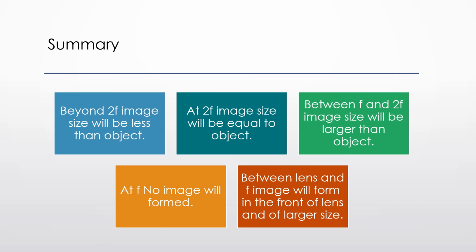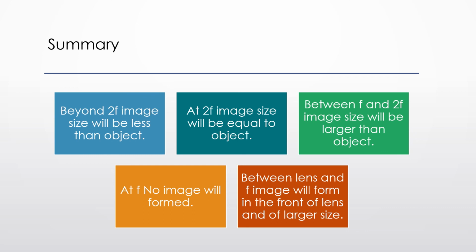Before ending our topic, let us summarize. We have experimented with our object at five different distances. Beyond 2f, the image size will be less than the object. At 2f, the image size will be equal to the object. Between f and 2f, the image size will be larger than the object. At f, no image will be formed. Between the lens and f, the image will form in front of the lens and of larger size.